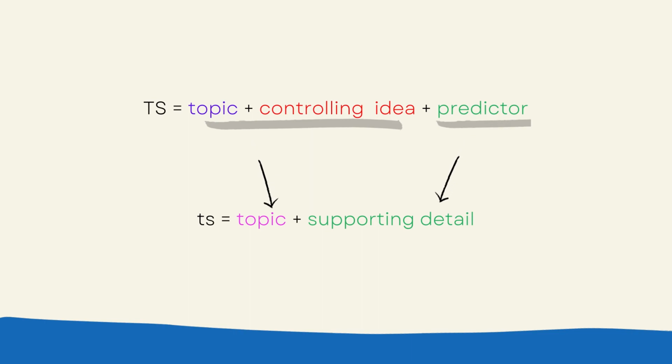Now, let's look at the formula for topic sentence here. Basically, the formula for topic sentence is topic plus supporting detail. Topic sentence is always related to thesis statement. So here what you can do, once you have your thesis statement, you transform the topic plus controlling idea into becoming the topic for topic sentence. And you transform the predictor from thesis statement to the supporting detail for topic sentence.